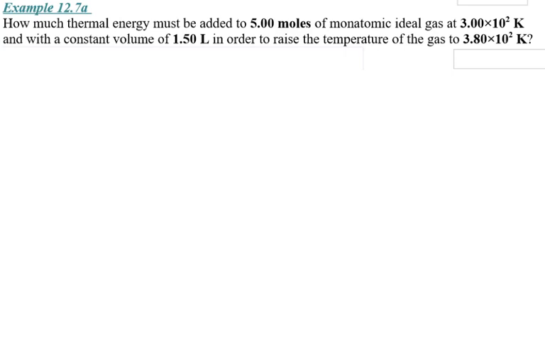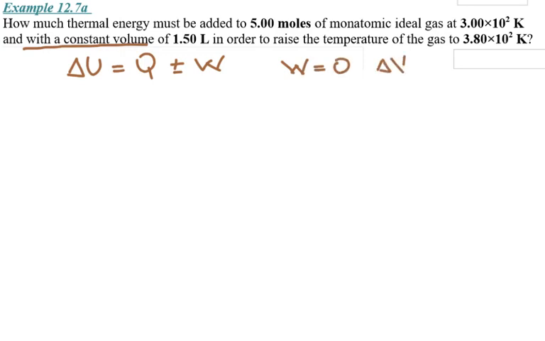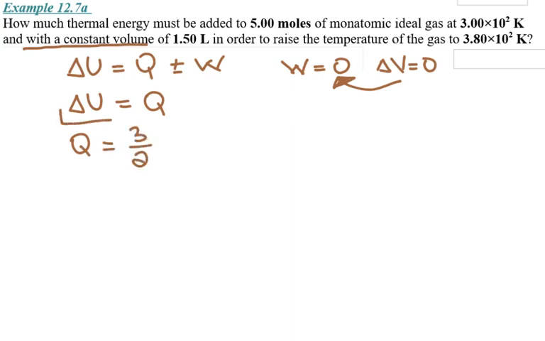So again, from the first law of thermodynamics, I have delta U is equal to heat plus or minus the work done on the gas. And because the volume is kept constant, there's no work, so the work is equal to 0 because the change of the volume is equal to 0. And therefore, I have internal energy is equal to the heat added into the system. So the question is how much thermal energy must be added into the system. So I can say heat is equal to 3/2 because the internal energy is equal to 3/2 n R delta T.